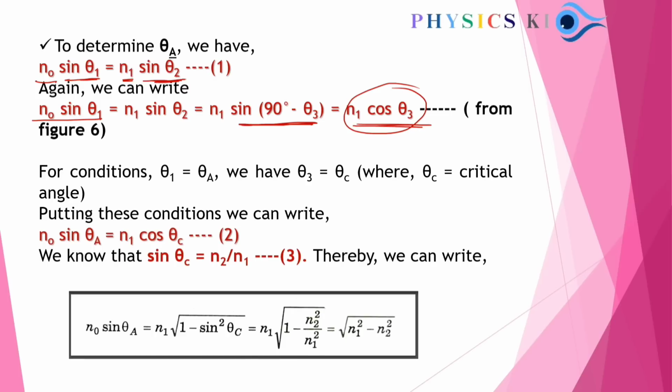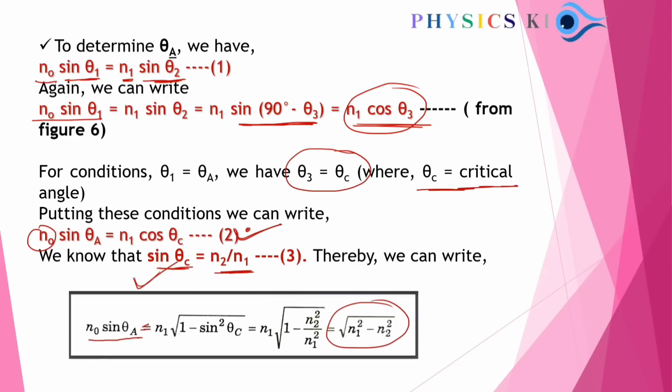And when total internal reflection happens, when your incidence angle is greater than the critical angle, you can compare that your theta 3 is equal to theta c. So we got equation number 2. n0 value is 1. So how to write sin theta c? n2 by n1. So can we write n0 sin theta a is equal to n1 under root 1 minus sin square theta c, which is equal to cos square theta. So you can write 1 minus (n2 by n1) square. You can put this value. So what we get? Root of n1 square minus n2 square. So this is your final formula. Numerical aperture is equal to root of n1 square minus n2 square.